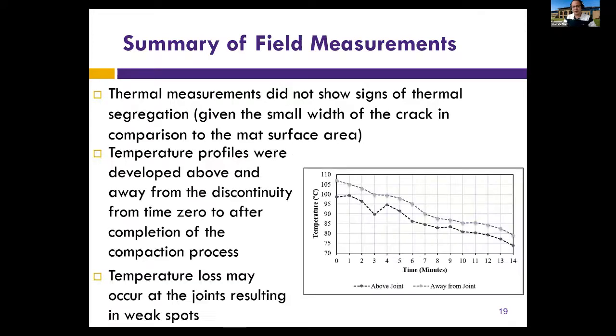However, if you look at this graph here, above the joint, which is the graph at the bottom here, you can see that there is consistently lower temperature as compared to away from the joint. What this means is that you have more temperature loss at the joint as compared to away from the joint. And that indicates that the mix that you place on top of the joint is of less quality than away from the joint, and that can be problematic.